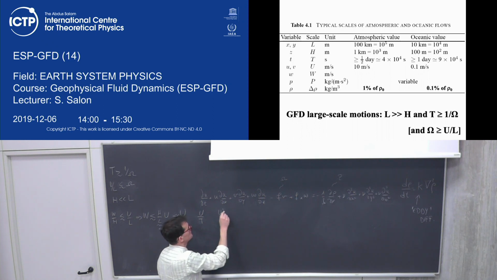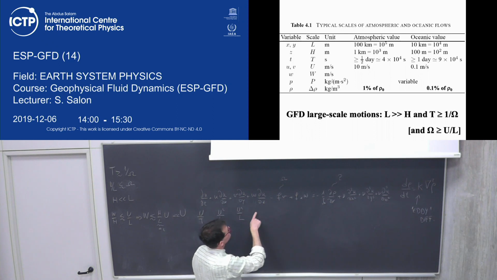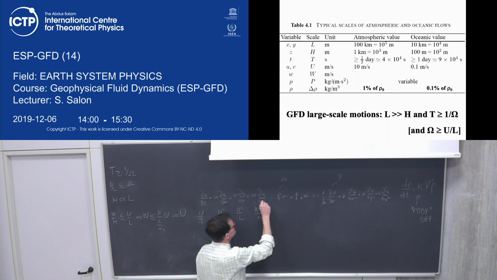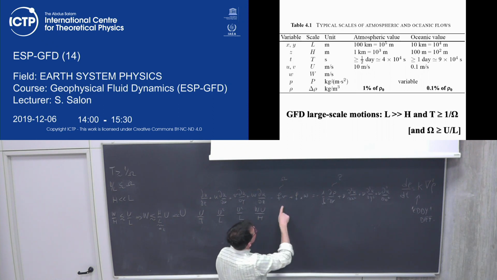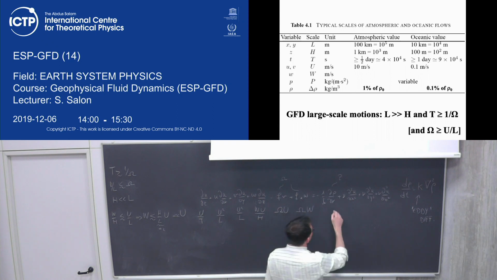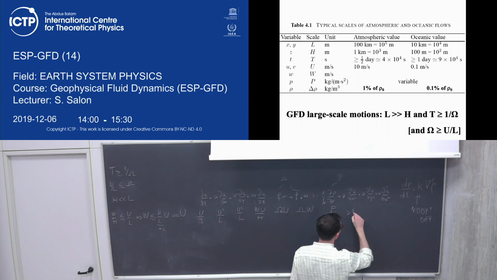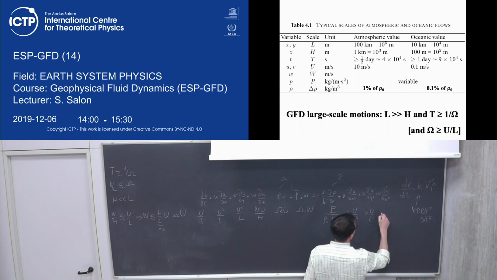U squared over L. This one? U squared over L, right. This one? U over H, W over H. So it's a z derivative. Okay. This? Omega U. And this is the same: f star, omega W. Then we have capital P over rho zero, which is a constant, and L. Then we have nu, because it's a constant, U over L squared, U over L squared, and U over H squared.